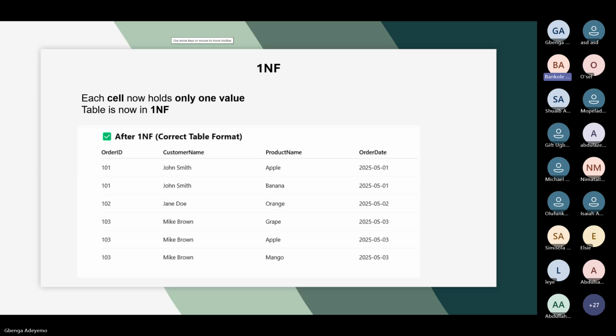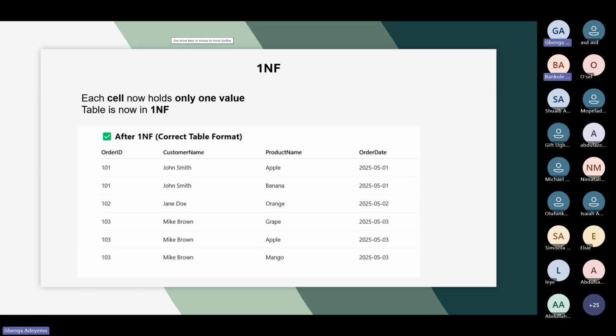Redundancy is repetition of data. So we have 101, 101, John Smith, and the date as well in that row. Aside from the fact that the product name actually split into apple and banana, we still have redundancy of the other IDs, the customer name, and the order date. Okay. But in the real context, you will say there's redundancy per se. Yes, that's repetition of data.